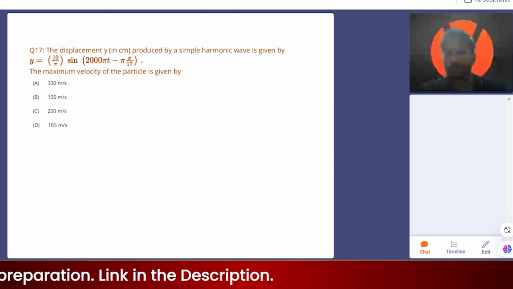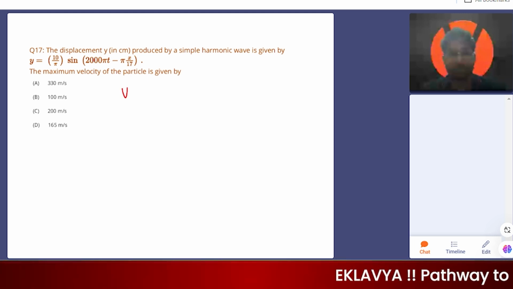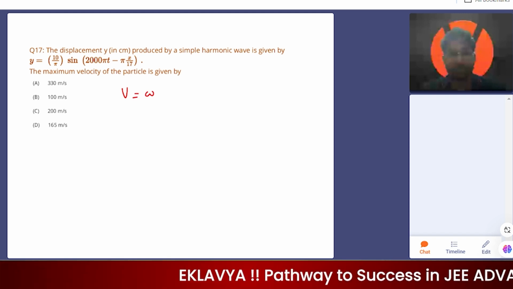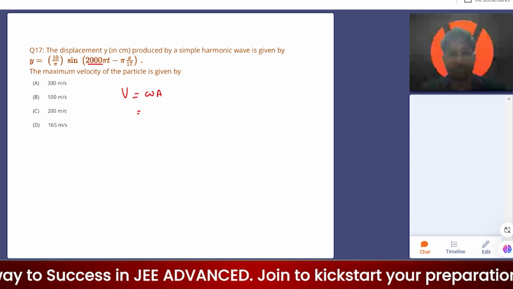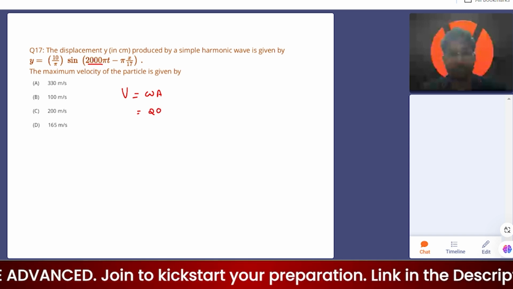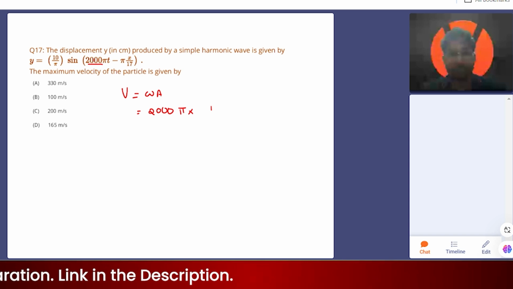Option A. Next question, 17. Displacement equation is given of a simple harmonic wave, maximum velocity of the particle. Well, particle's maximum velocity is omega into A. Omega value, compare it with the original equation, omega t, so that one will be 2000 pi. But A value, don't take it as 10 by pi as it is.